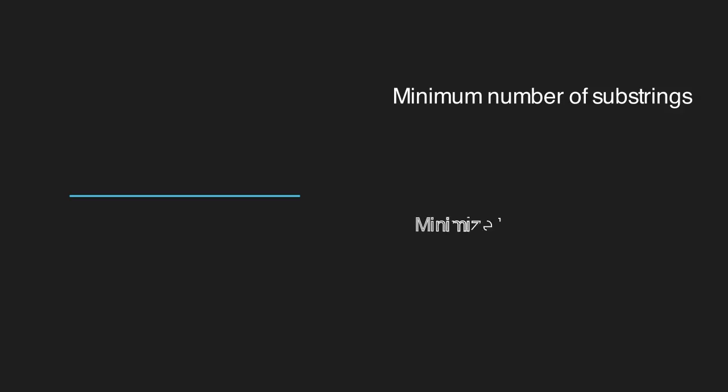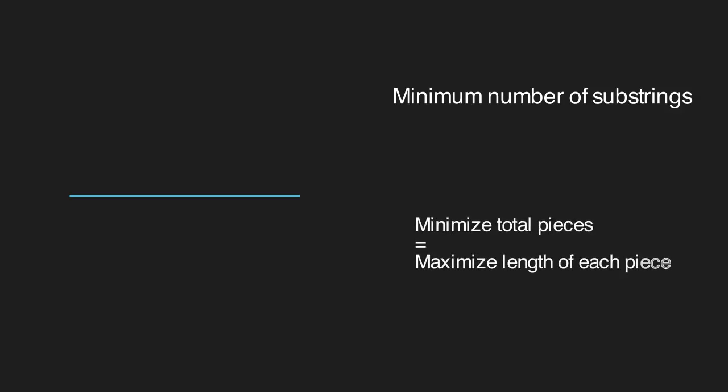Think about what this implies. To minimize the total number of pieces, we must make each individual piece as long as possible. We want to stretch each substring until we are absolutely forced to make a cut. This leads us directly to a greedy strategy. We will iterate through the string from left to right, adding characters to our current substring one by one. We only stop and make a cut when adding the next character would cause a duplicate. By delaying the cut as much as possible, we guarantee the minimum number of partitions.